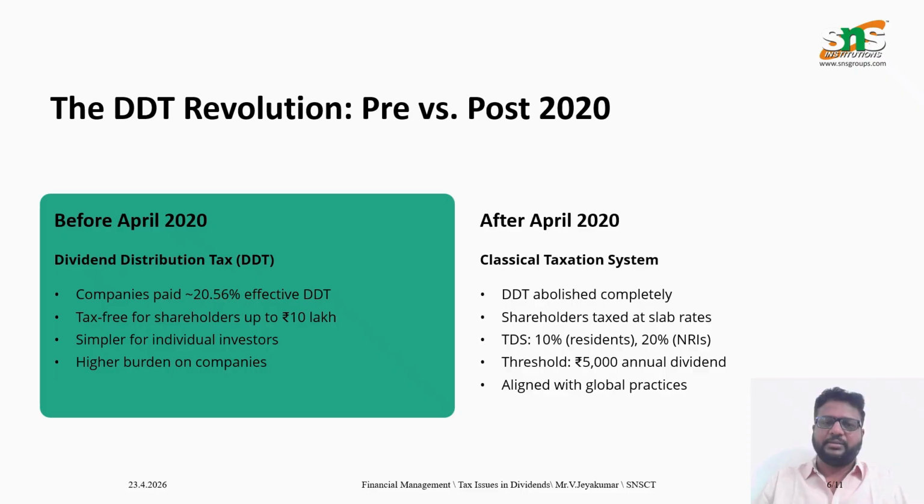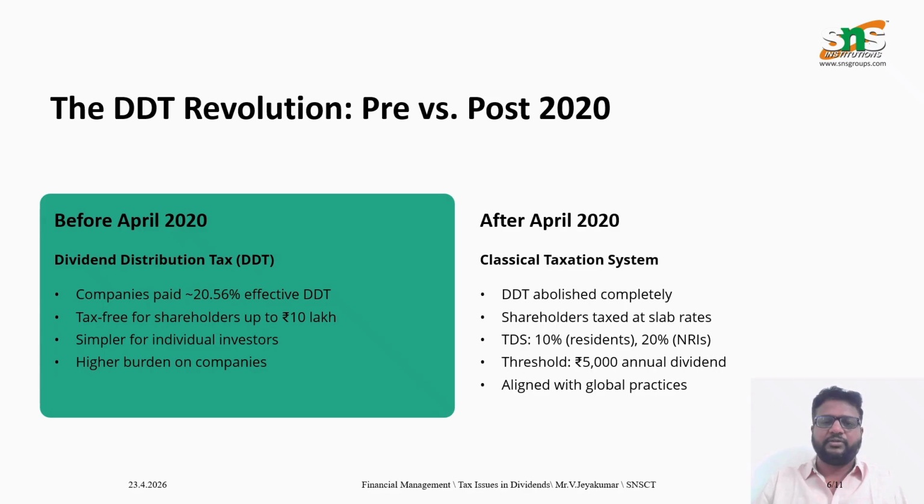Regarding the DDT regime, before 2020, companies in India paid dividend distribution tax before distributing dividends to the shareholders, whereas the shareholders generally received dividends tax free, except in certain high dividend cases. The DDT system often led to double taxation concerns and increased the cost of distributing profits.